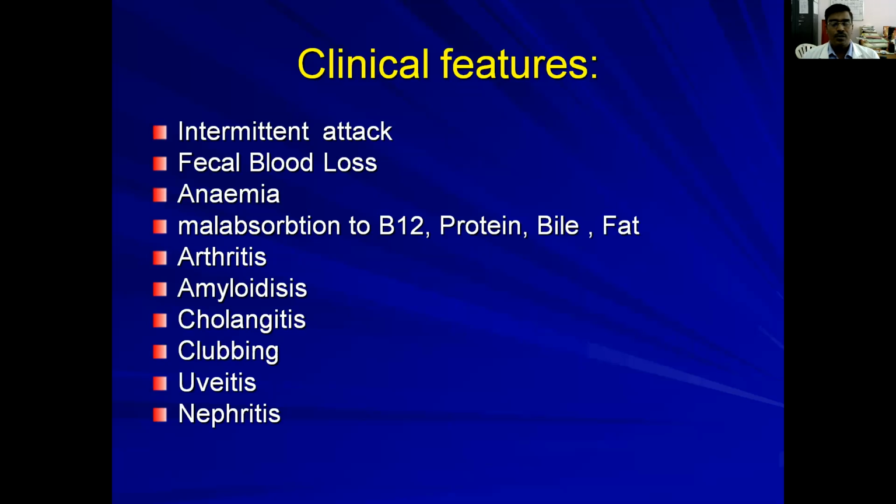What are the clinical features of Crohn's disease? Usually it is an intermittent attack. There will be fecal blood loss, and because of this the patients will develop anemia. There is malabsorption of B12, protein, bile, and fat. As previously explained, the patient will have arthritis, polyarthritis, amyloidosis, cholangitis, clubbing, uveitis, and nephritis.